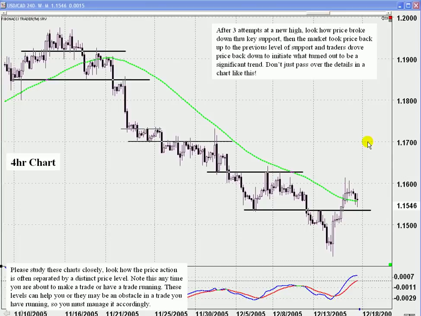Folks, don't just pass over the details in a chart like this. Study it and use it in your trading, because I will trade on this alone. You would be surprised, you'd be amazed at the simplicity at which I will analyze the market at times and move into some very, very excellent positions.